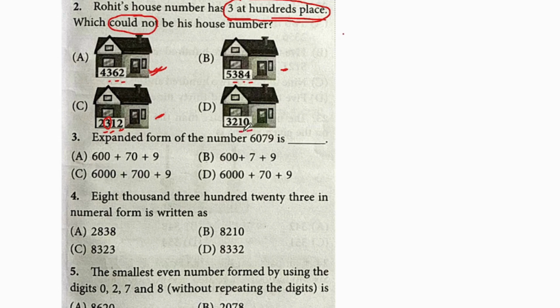Now ones, tens, hundreds. At hundred is 2. It means that 3 is not at hundred place. So this could not be his house number. Simple, right?